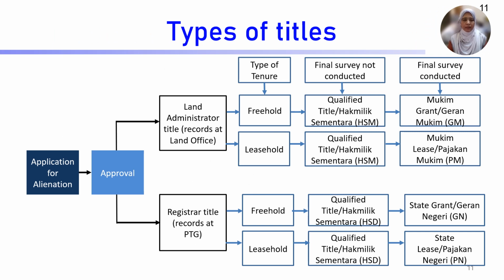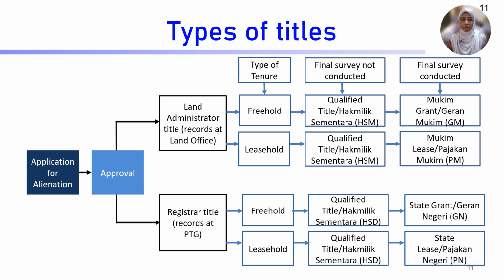Now, this diagram shows you the different types of titles, which begins with the determination whether the new title is a land office title or a PTG title. So you can see on the far left, the process of land alienation. It begins with application from the applicant lah.